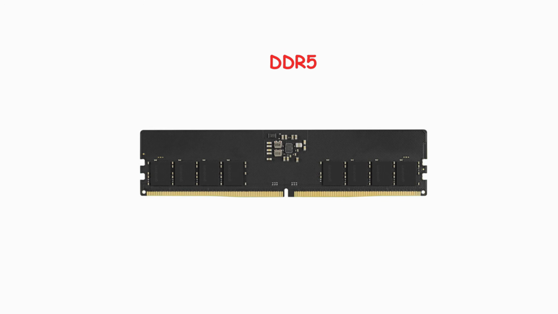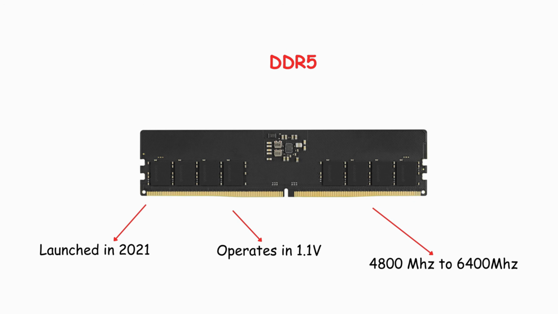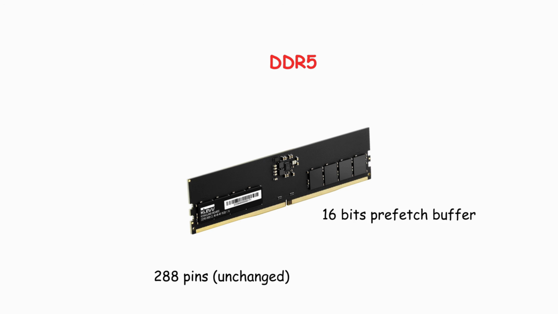And now we have DDR5, which started rolling out in 2021. This is the current king of RAM technology. DDR5 operates at 1.1 volts and starts at speeds of 4800 MHz, with modules already reaching 6400 MHz and beyond in the enthusiast market. The game changer with DDR5 is the doubled prefetch buffer to 16 bits and the introduction of dual 32-bit channels per module instead of a single 64-bit channel.